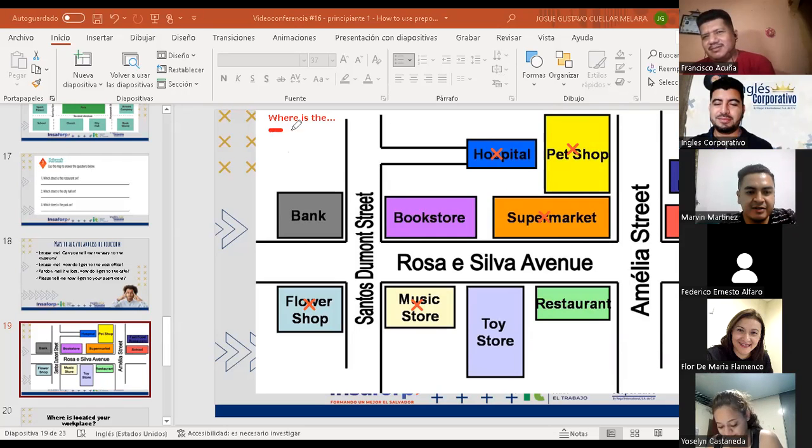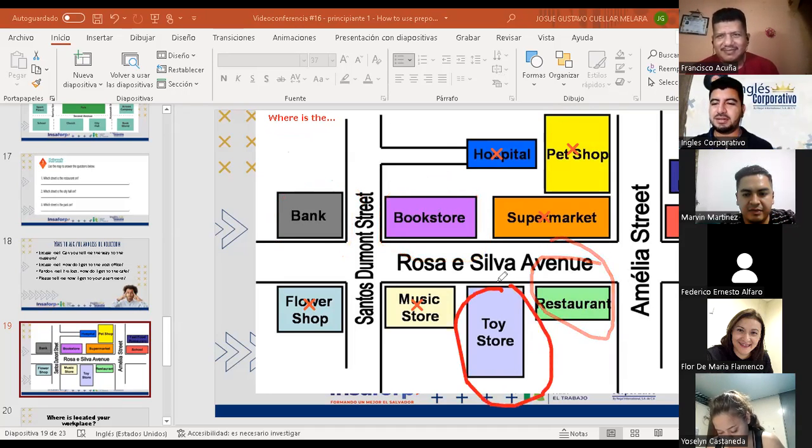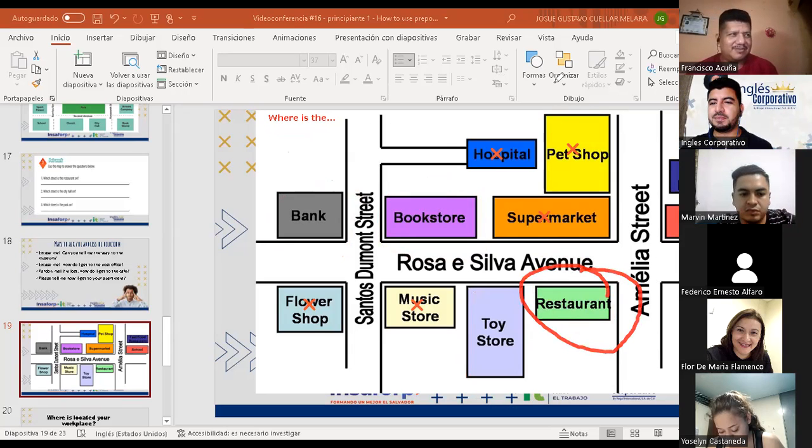Can you tell me why the... pues de, bank, bookstore, restaurant, cualquiera de esas puede ser. The restaurant. Okay, Carly, the restaurant is next to the store.